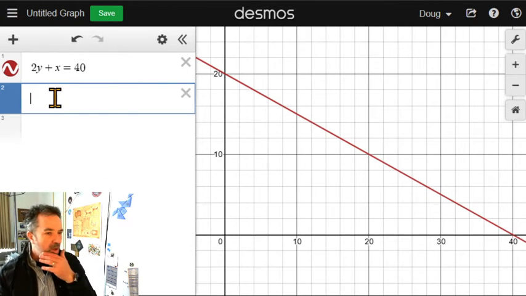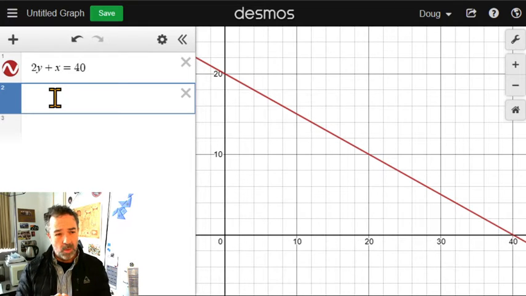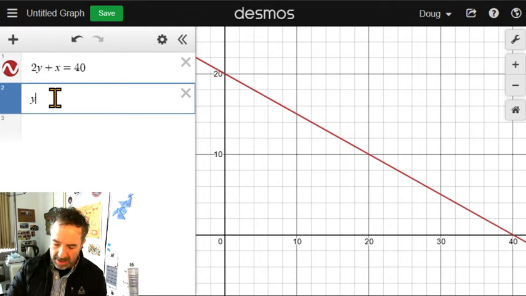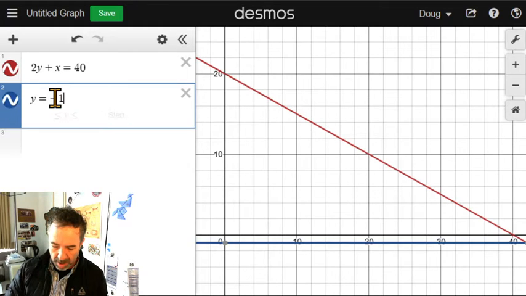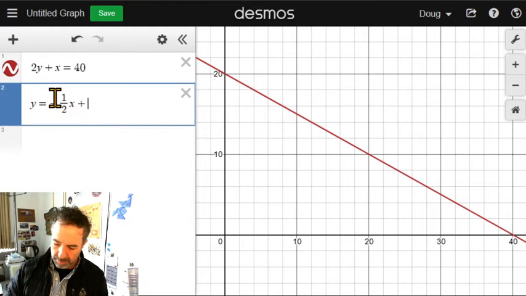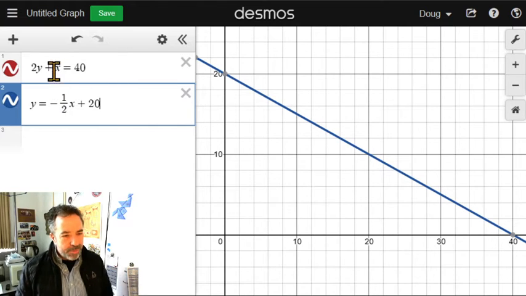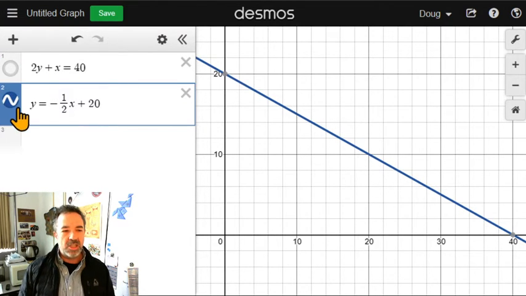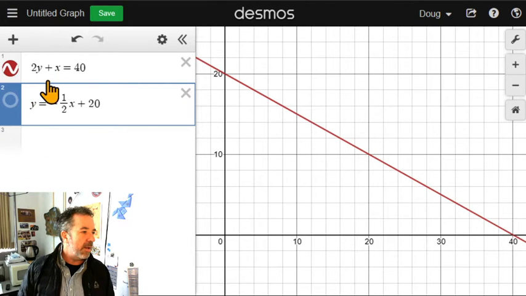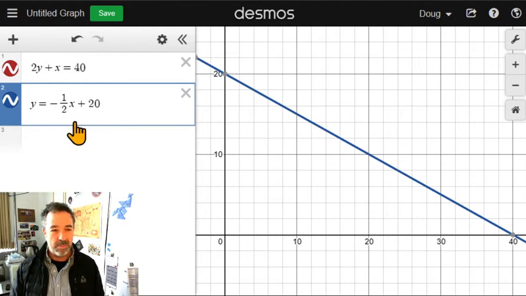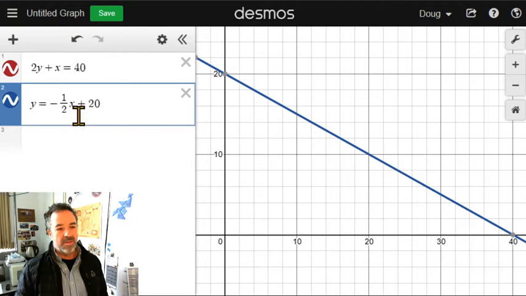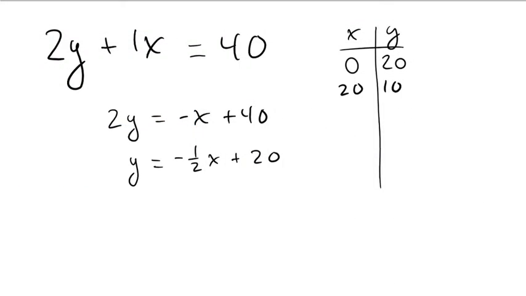Also, what we did was we solved this equation for y. We got y alone, and when we did that, we wrote down y is equal to negative 1/2 times x plus 20. But appreciate the fact that this equation is exactly the same. So I can have this one, right? 2y plus x is 40, but that's the same as y is equal to negative 1/2 x plus 20. They're the same exact information. Both of them are ways of writing the same relationship down. Let's go back to our notebook.